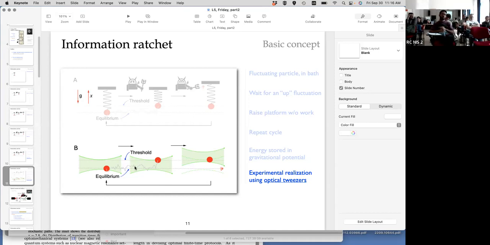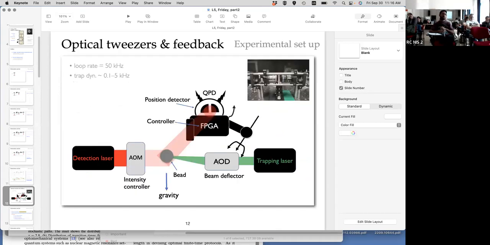I'm not going to say too much about the experiment itself, but just to say that it's a fairly standard home-built optical tweezer setup. We have the trapping laser and something called an acousto-optic deflector that can rapidly change the beam position. It then controls the position of a trap for a bead.